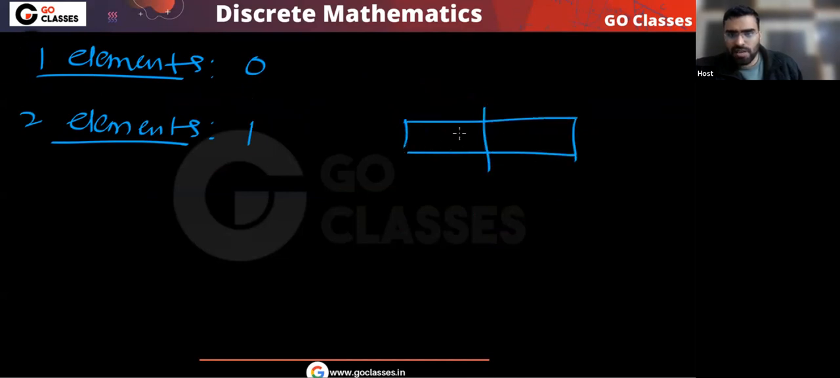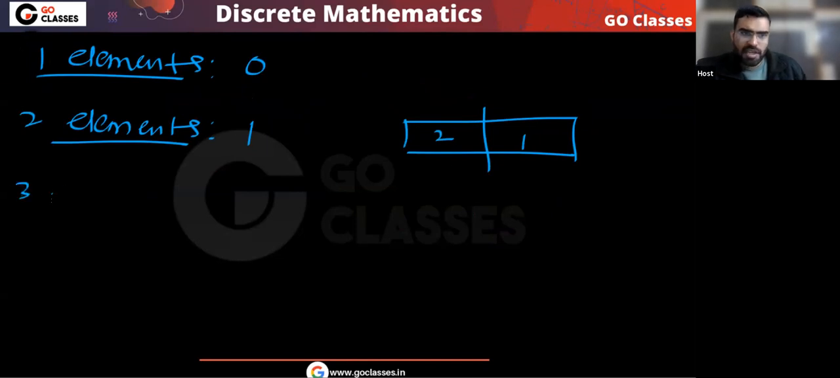For example, with 2 elements, how many derangements are possible? Let's see, with one element, how many derangements are possible? Tell me. With one element, a derangement is not possible, so zero derangements. With two elements, one derangement is possible. It's like this.